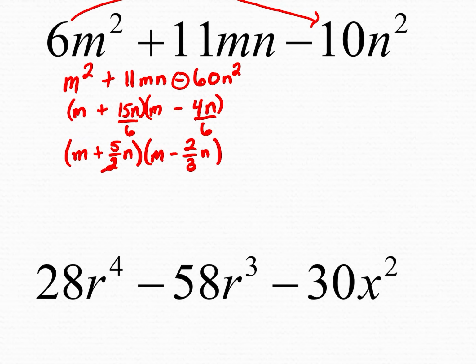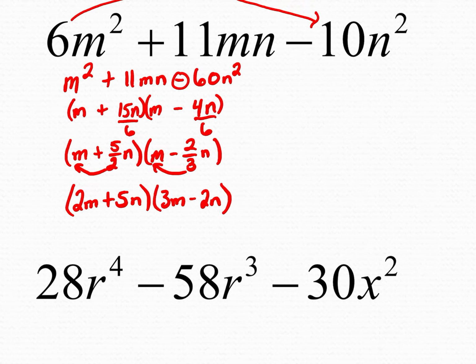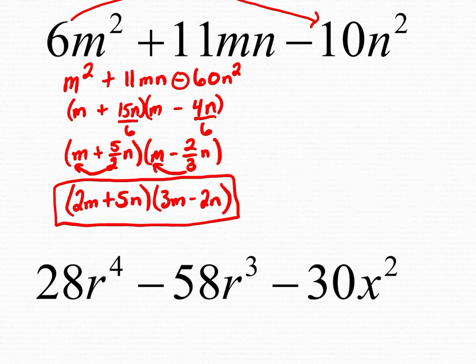And now we can move our denominators up. So the 2 gets moved up, the 3 gets moved up, and we end up with 2m plus 5n times 3m minus 2n. And so there is our final answer. Hopefully not a lot to that. You should be able to do that hopefully on your own. Again, if you have any questions about that, let me know. I'll be glad to answer any questions you have.